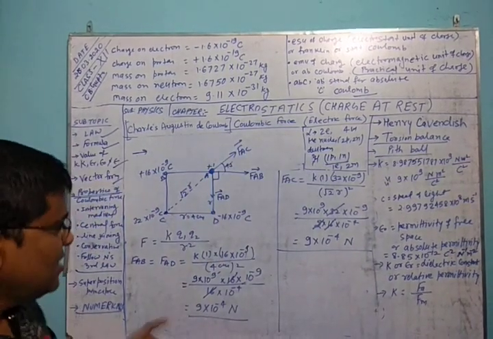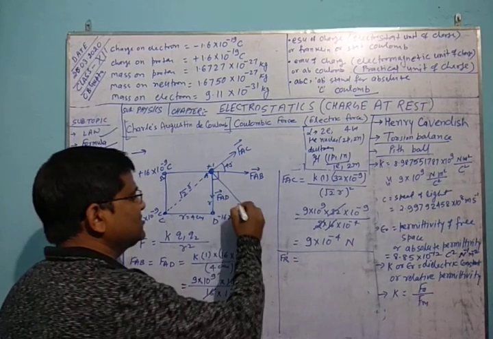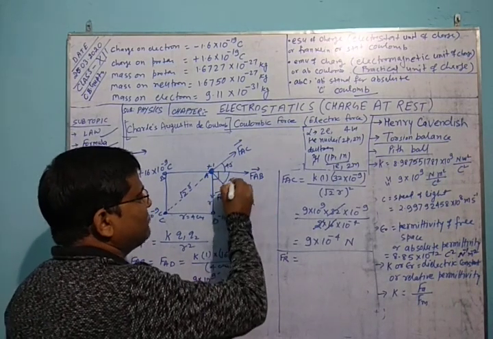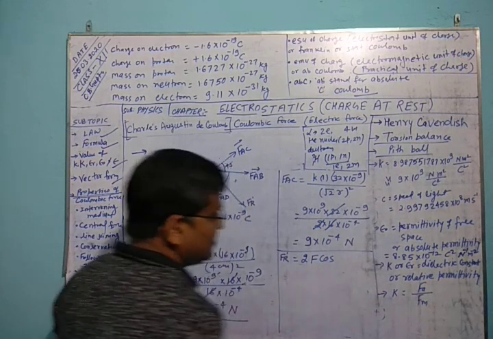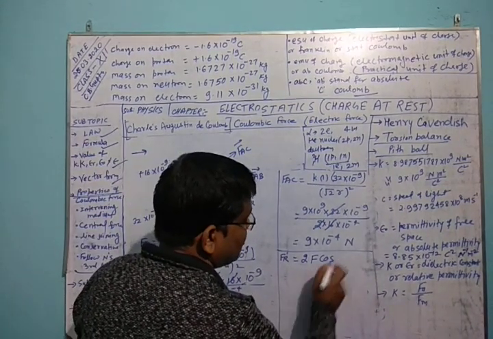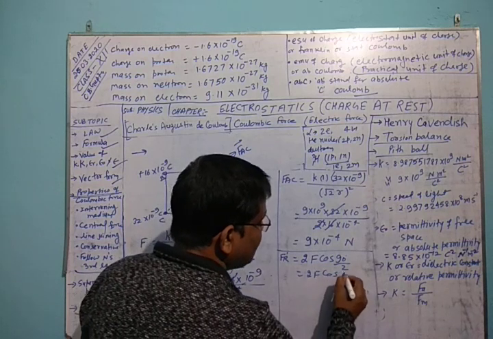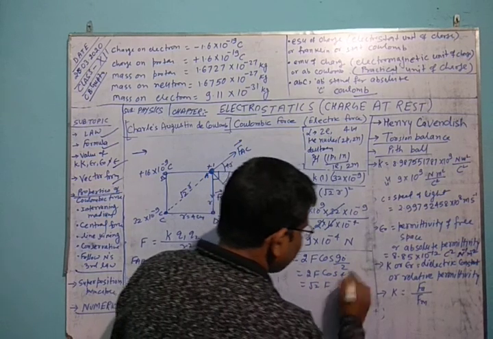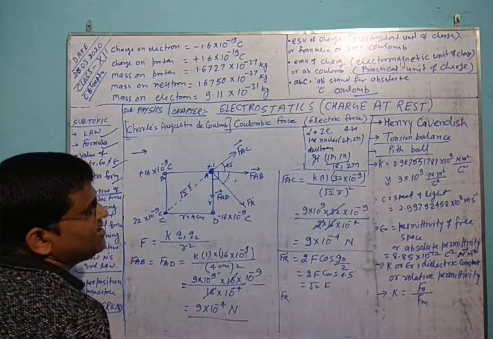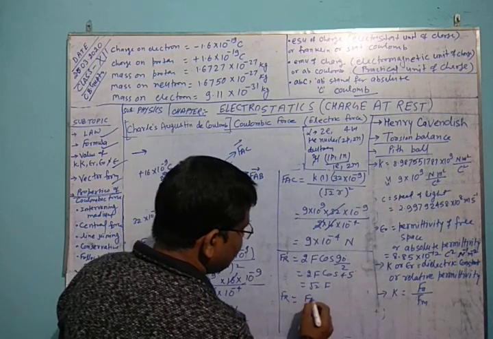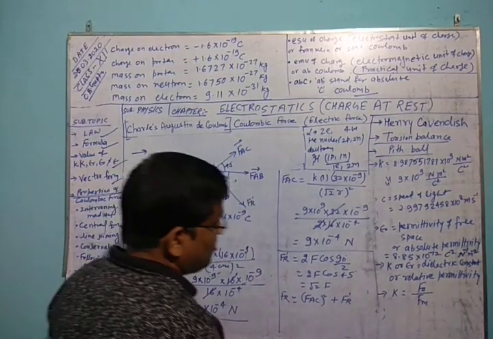Okay, now the next thing: the resultant force between the two, FR dash. The angle between them is 90 degrees, and both forces are equal. Then there is a formula I read in class 11: 2F cos theta, where theta is 90 degrees by 2, that is 45 degrees. So it becomes 2F cos 45 degree, which means root 2 F. And FR is the resultant force between FAC and FR dash. I share the whole solution on the WhatsApp group.